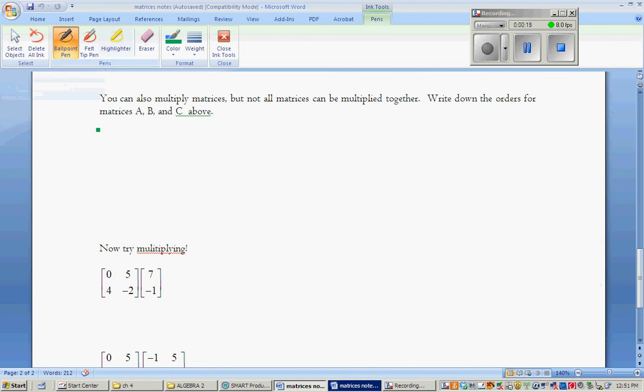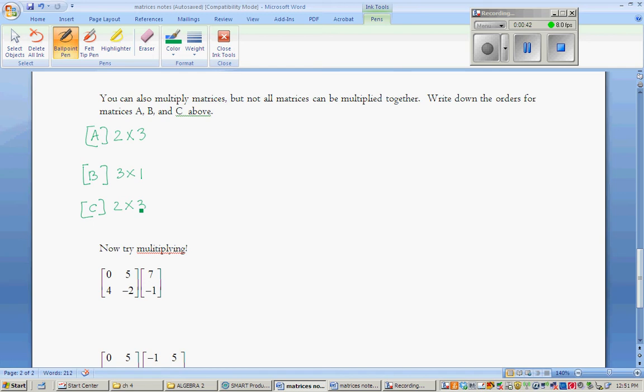Matrix A, its order is a 2 by 3. So you get B and C. I'm just going to write them down in here. Matrix B, 3 by 1. And matrix C is 2 by 3.